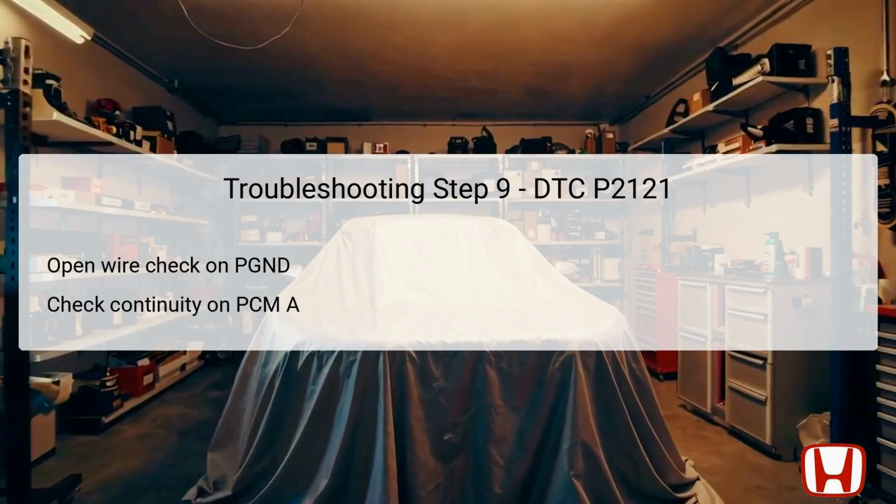For the final step in troubleshooting DTC P2121, conduct an open wire check along the PG&D line. Make sure the vehicle is turned off. Jump the SCS line, and once again, disconnect the PCM connector A51P. Connect terminals A and B with a jumper wire, with terminal A linked to female terminal number 5 at the APP sensor. This direct connection will allow you to test for continuity between PCM connector pin 43 and the body ground.